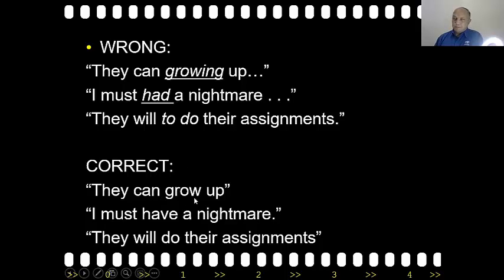They can grow up. Grow here is verb 1, right? I must have a nightmare. Have is also verb 1, right? They will do their assignments. Do is a verb 1. Okay, so again, modal auxiliaries must be followed by verb 1, by kata dasar. Okay, that's the rule.